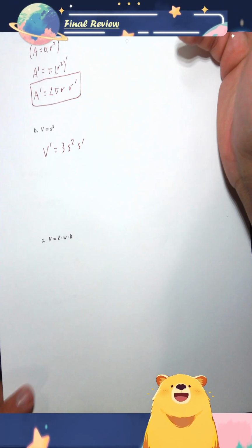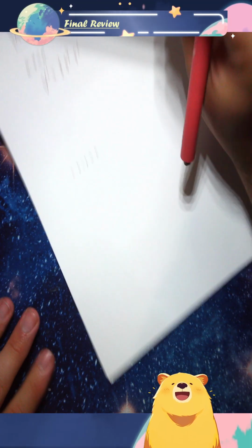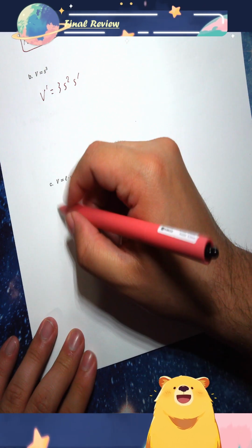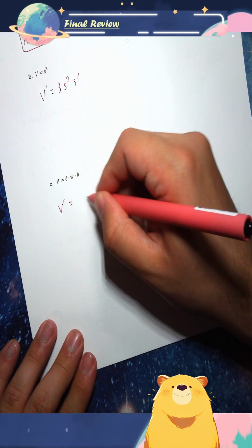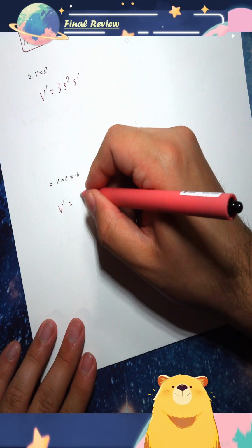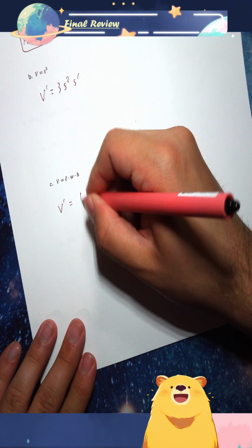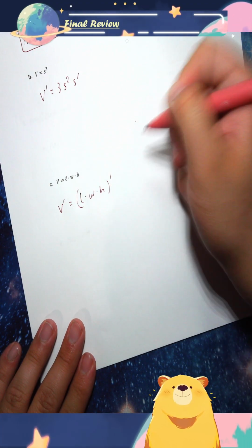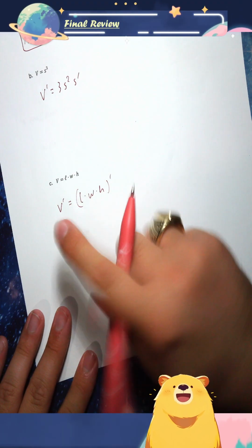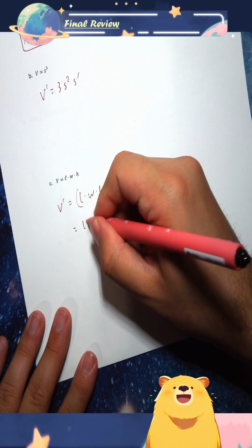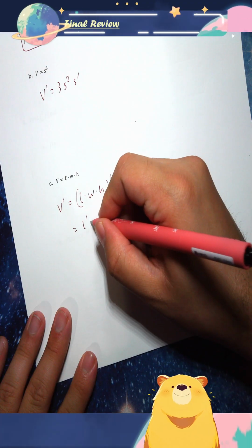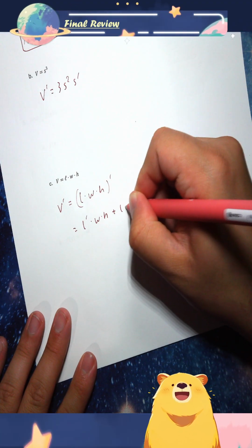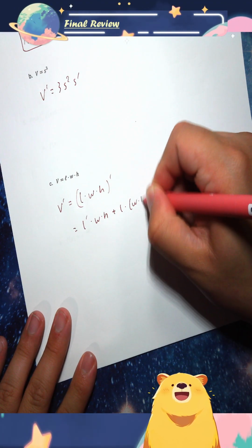Pretty straightforward. This one is probably the ugliest because it's going to be like a product within a product. We know the left side is just V prime, but let me just rewrite it first. L times W times H prime. Let's go ahead and just rewrite this as L prime times W times H plus L times the prime of W times H.